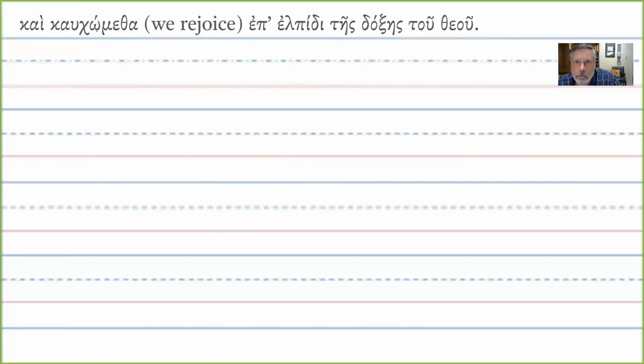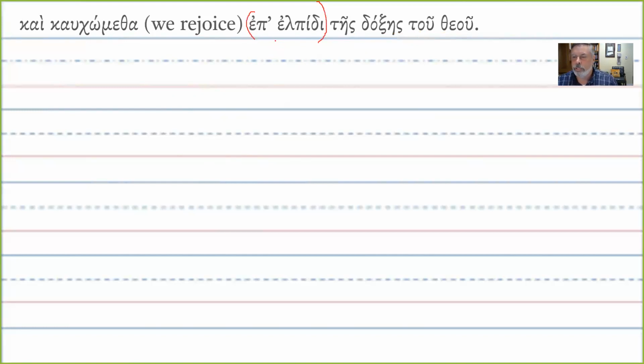Kai kalkometha, we rejoice. Well, we have the verb kalkometha, we rejoice. Kai is "and", and we rejoice. And then we have the prepositional phrase epi, elpidi. And so we have tes, doxes, tu theu.